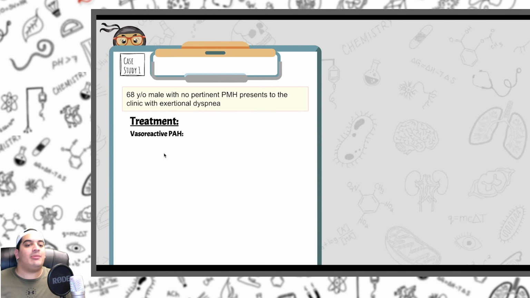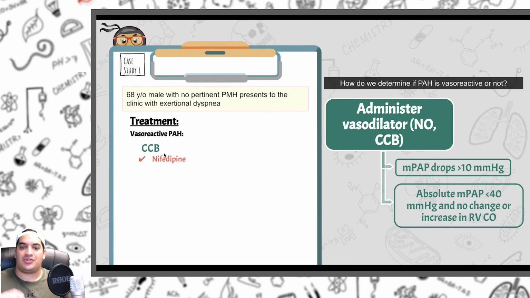The next thing I need to be able to determine, though, is it a vasoreactive type 1 pulmonary artery hypertension? So I give them a calcium channel blocker like nifedipine. When I give them nifedipine, what I expect is it to dilate the pulmonary arterial system and reduce the pulmonary artery pressure. And if I reduce the pulmonary artery pressure, I should see evidence of that. So that's what I need to do. I need to give them nifedipine. And then I've got to determine, did it actually help?